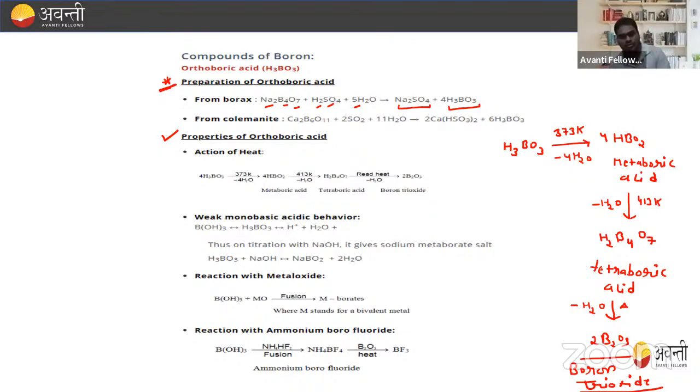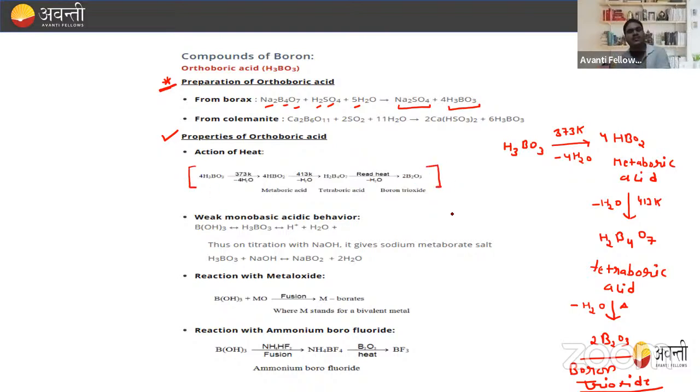When you heat orthoboric acid, it will convert into metaboric acid. Again, when you heat metaboric acid, it will convert into tetraboric acid. Now, when you heat this tetraboric acid, it will be converted into boron trioxide. So just remember this sequence. This is a very, very important sequence, right?